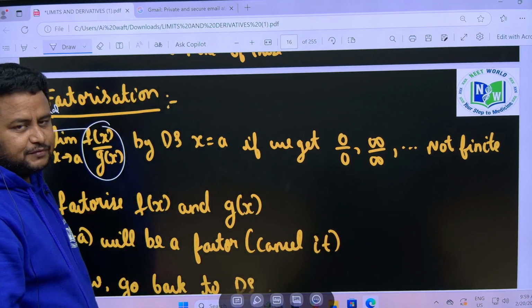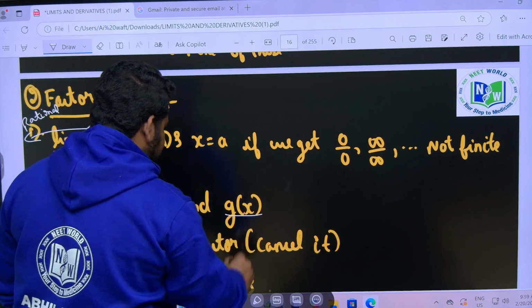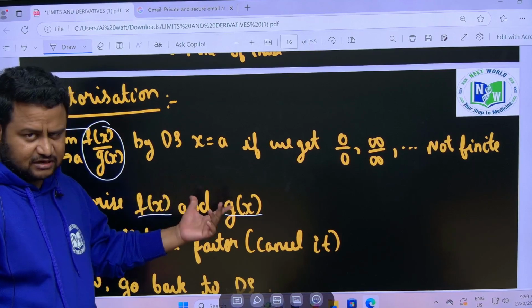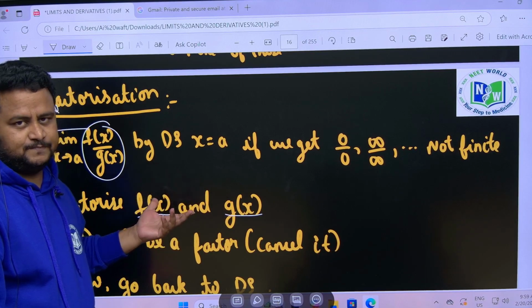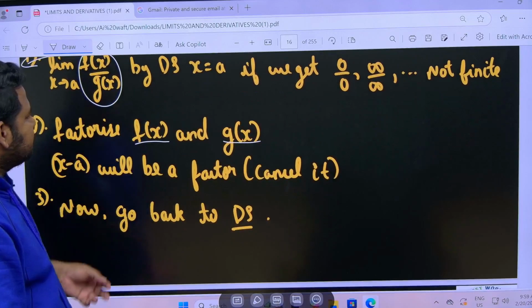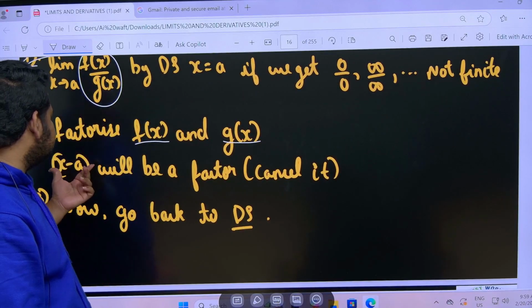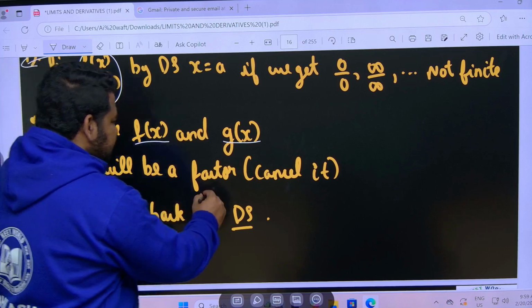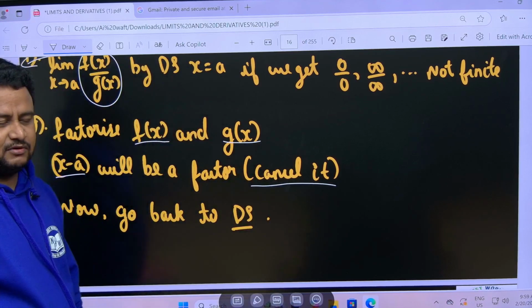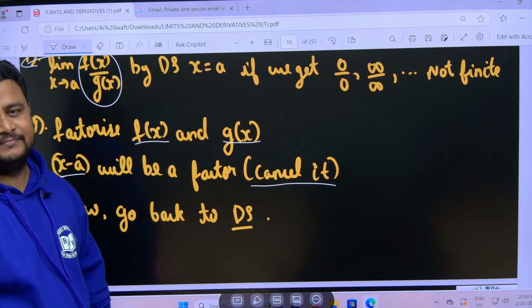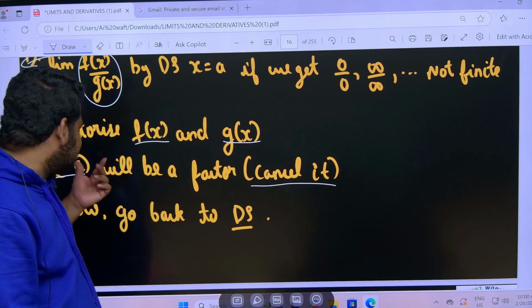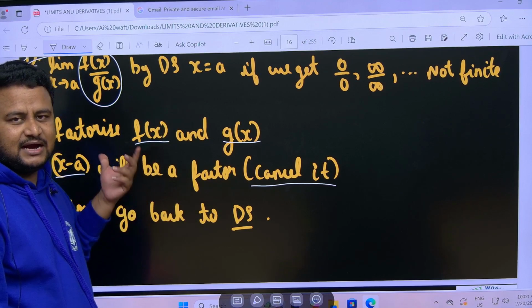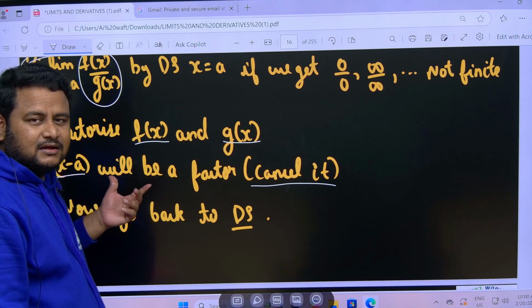In the factorization method, we will factorize f of x or g of x, and sometimes we may have to factorize both, based on the question. Then, if x tends to a, we will get a factor x minus a, and that x minus a will cancel. We call x minus a the culprit, because when we get it, we cancel it. It is the one hiding the limit. If we get x minus a, we will be able to solve the question.